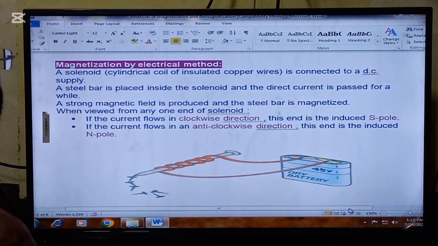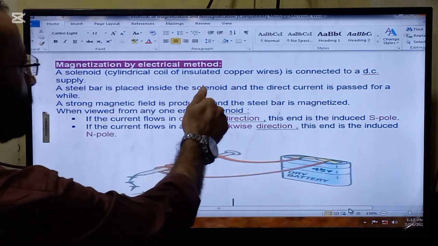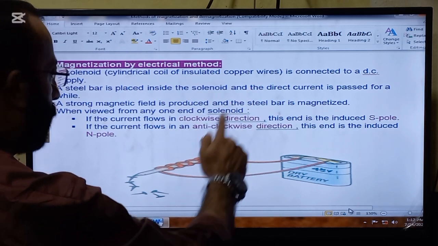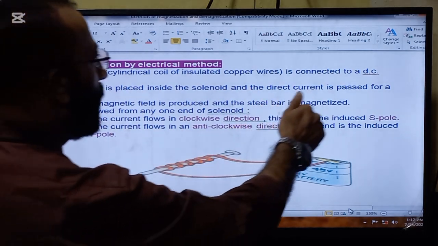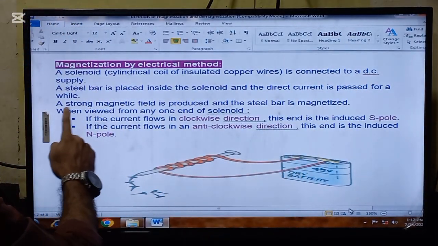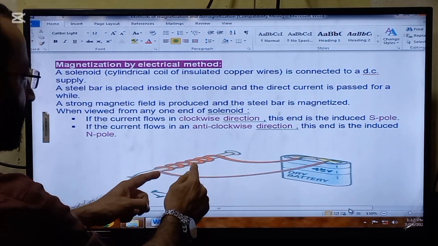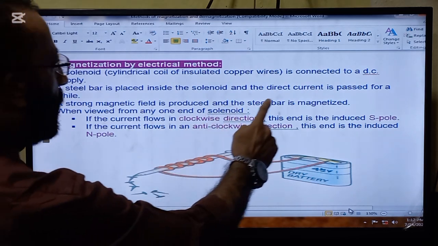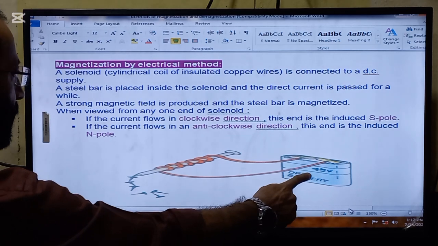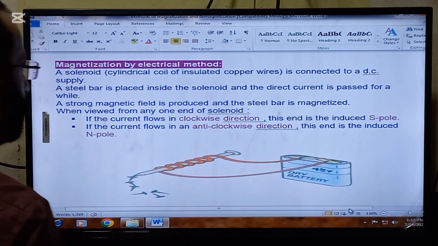So concentrate yourself. A solenoid. A solenoid is a cylindrical coil of insulated copper wire. So this is actually a cylindrical insulated copper wire, that is called solenoid. It is connected to DC supply. A steel bar is placed inside this solenoid, and the direct current is passed for a while. So the direct current is passing now. A strong magnetic field is produced and the steel bar is magnetized.